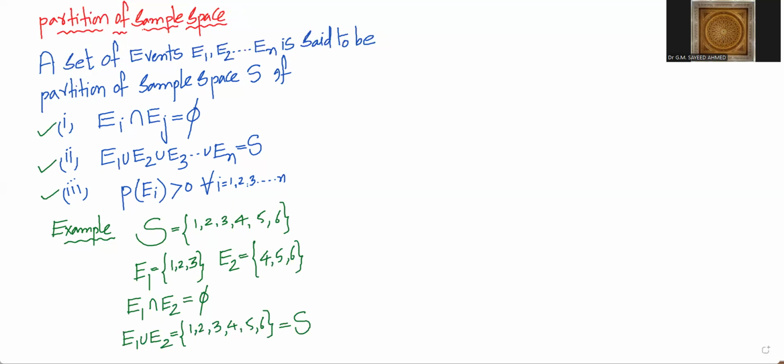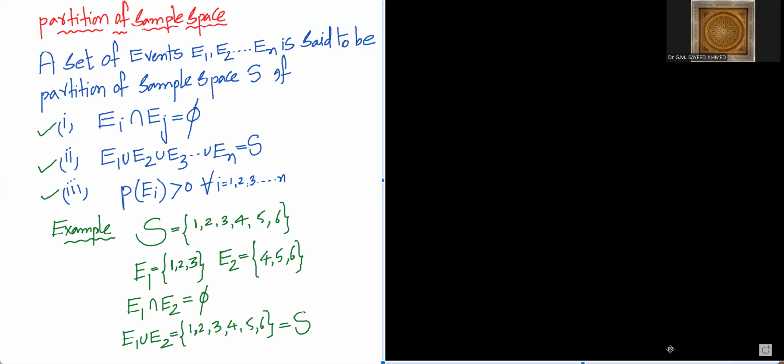With connection to this, we have to discuss an important theorem which we forgot to discuss. That theorem's name is total theorem on probability.